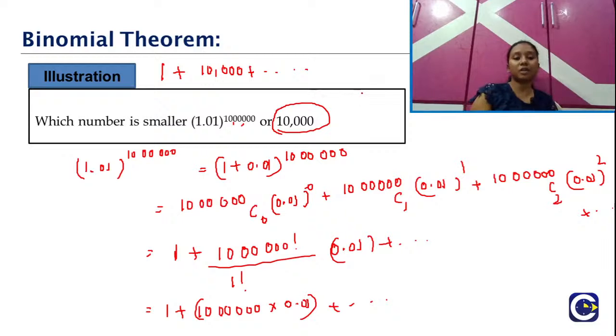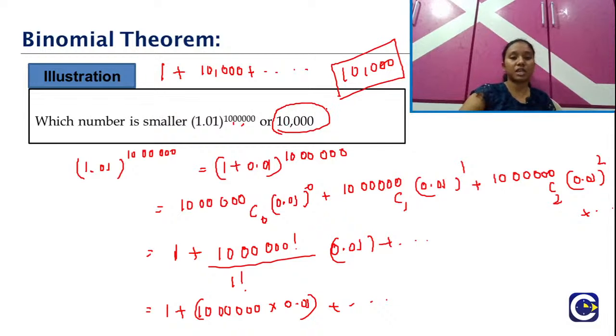So if we add the remaining terms also, it will be a more value, right? Which means it is obviously greater than 10,000, which means this 1.01 whole power 10 lakhs is greater than the number 10,000. So amongst these two, the smallest number is nothing but 10,000. Right, so let's move on to the next one.